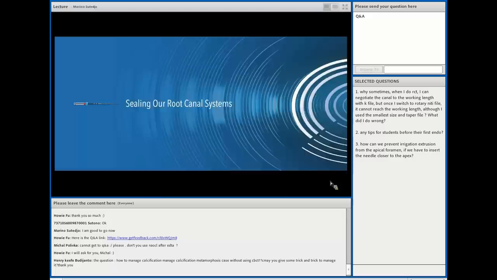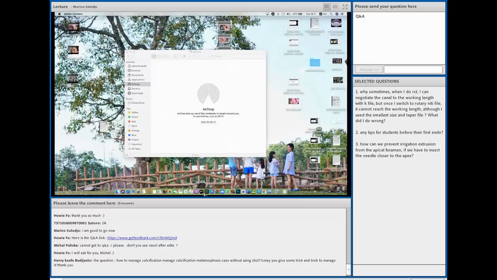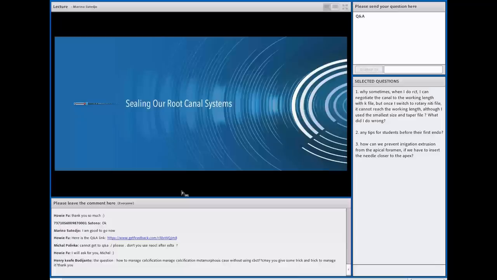Second one, there's another quick question. Dr. Marino, do you use sodium hypochlorite again after EDTA, or after EDTA do you go through to use saline to clean all the solution, then you will do obturation?